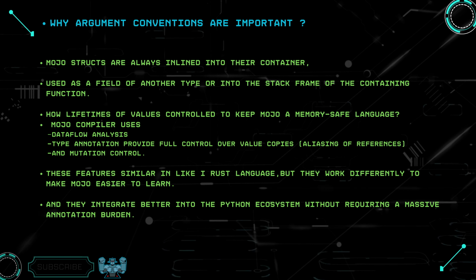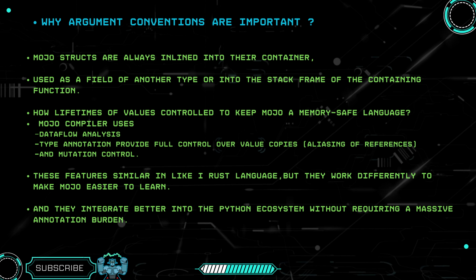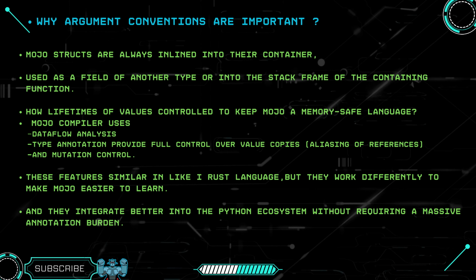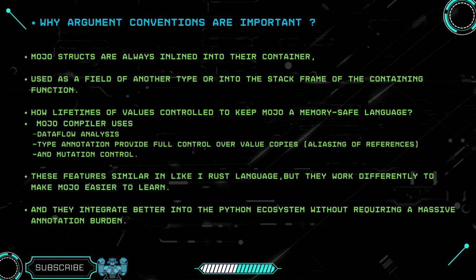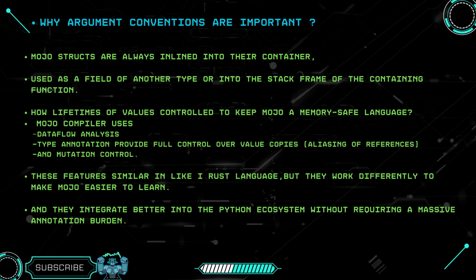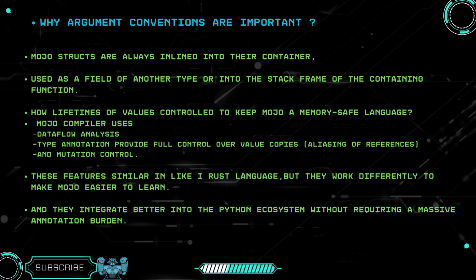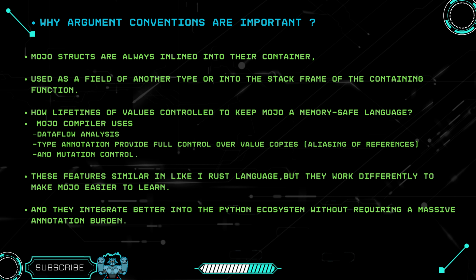Let's see why argument conventions are important. Mojo structs are always inlined into their container, either as a field of another type or into the stack frame of the containing function. The lifetimes of values are controlled to keep Mojo a memory-safe language.